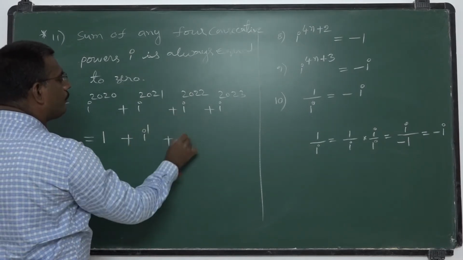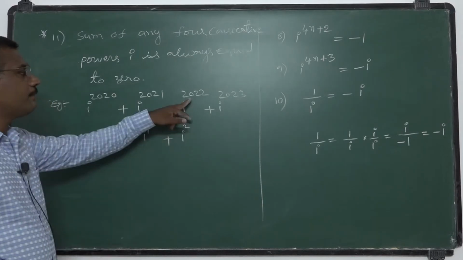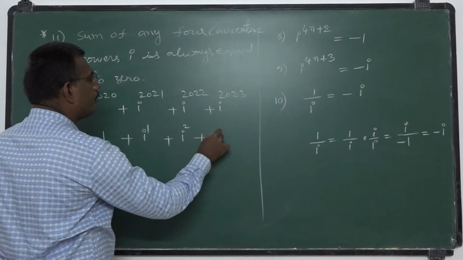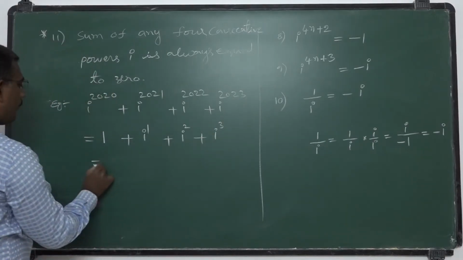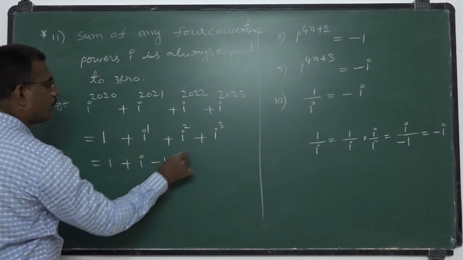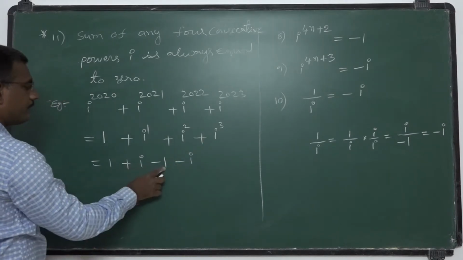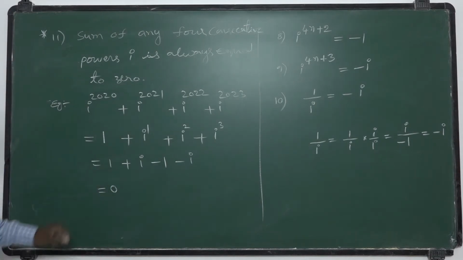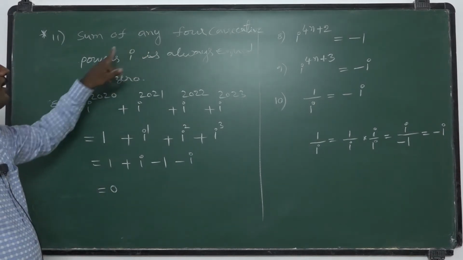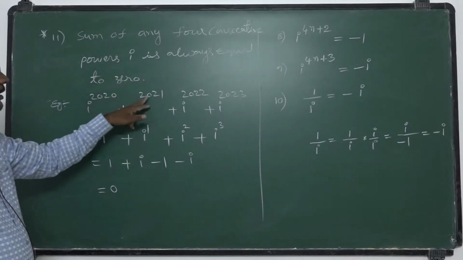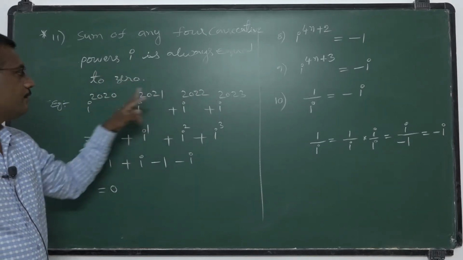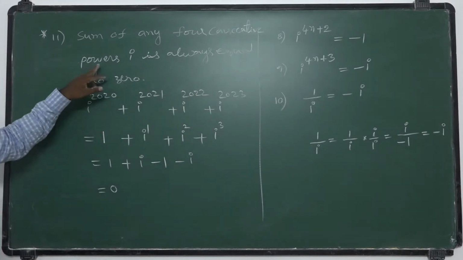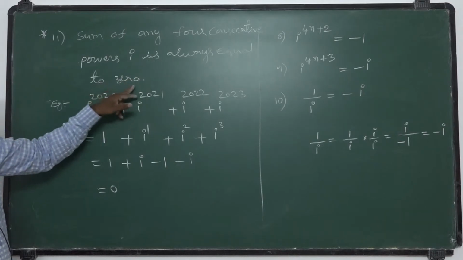Next, this will be equal to i^2. If you divide this number by 4, you get the remainder 2. So therefore i squared. And this is equal to i^3. So 1 plus i minus 1 minus i. 1 minus 1 gets cancelled, i minus i gets cancelled. So this is equal to 0. So here all the powers are consecutive numbers, 2020, 2021, 2022, 2023. So the sum of any four consecutive powers of i is always equal to 0.